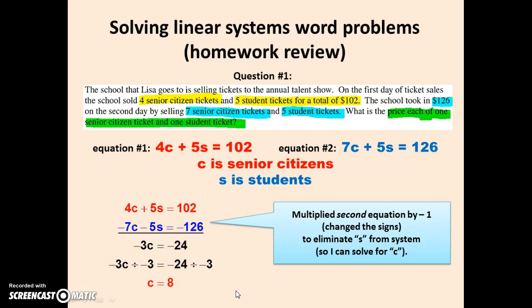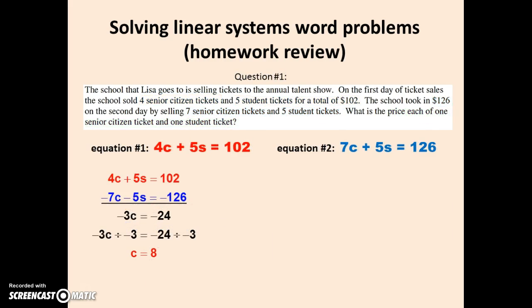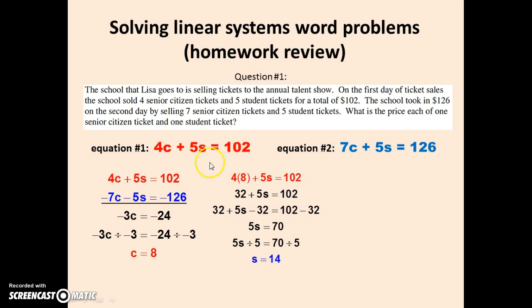We know that senior citizens tickets are $8 a piece. Now we can finish it up. Senior citizens are $8 a piece, so I put it into the red equation. You could put it into the blue if you want. It's up to you to choose which one you want. So I substituted in the 8 for C, and I finished out that problem.